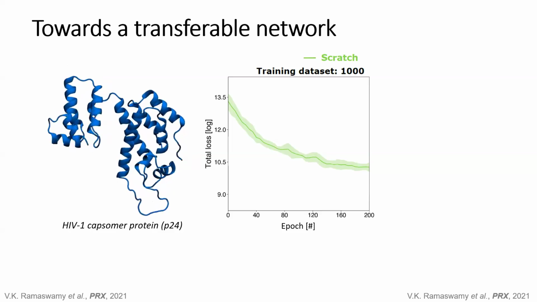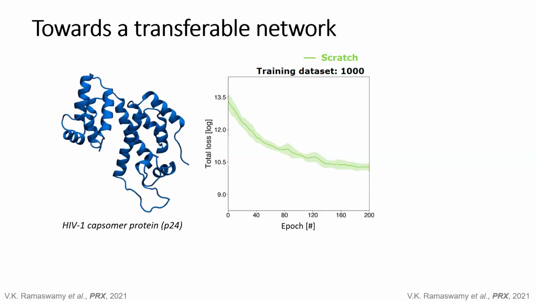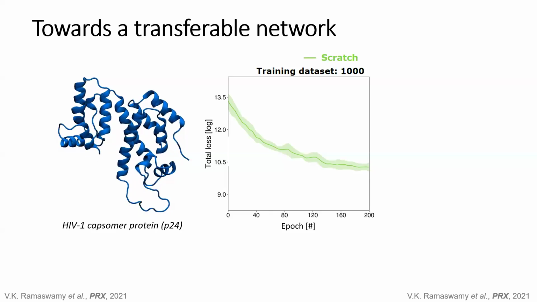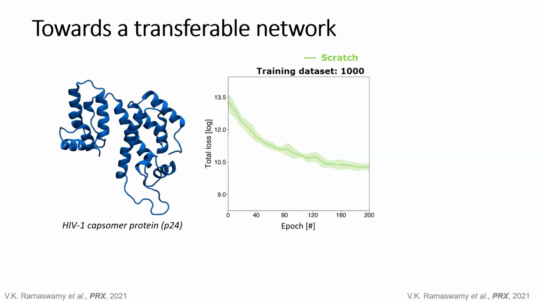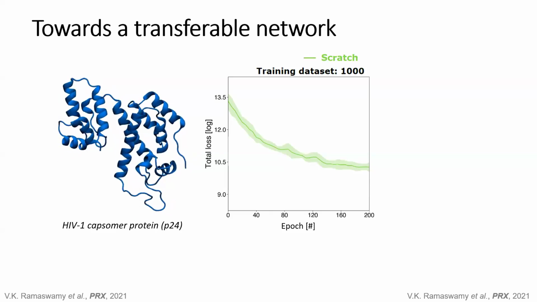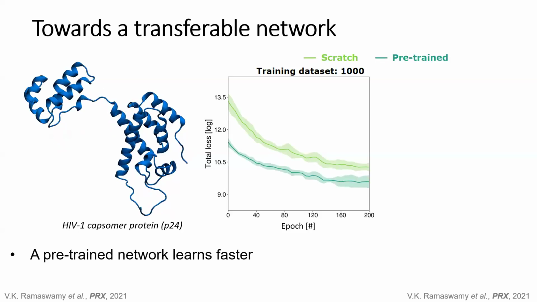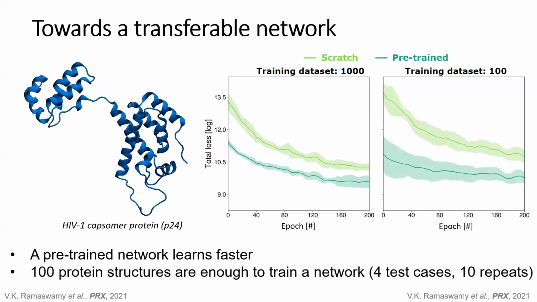Now, this is if you initialize the model from scratch. If you instead take the neural network trained on MERD, the previous protein I've shown you, and then retrain it, we get this instead. We start from a better point and we converge to a lower value. So a pre-trained network learns faster, which is nice. And this is also true if you dramatically reduce the number of examples down to only 100. We could replicate this for other proteins; this is just one of the examples.